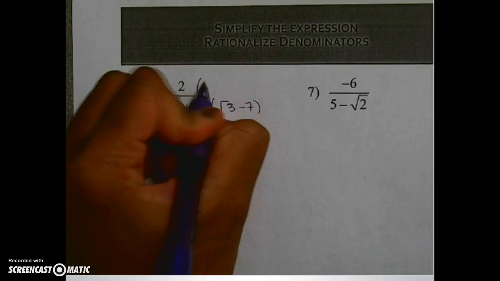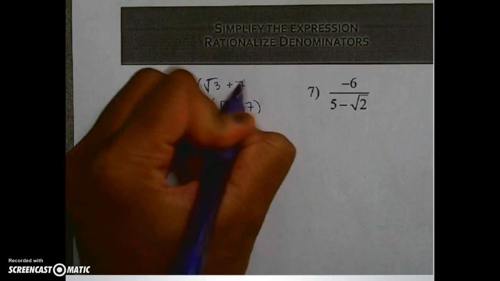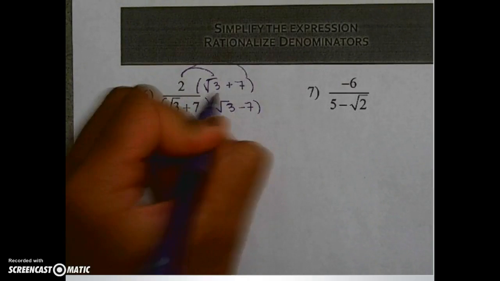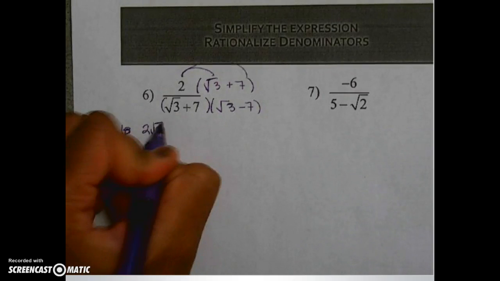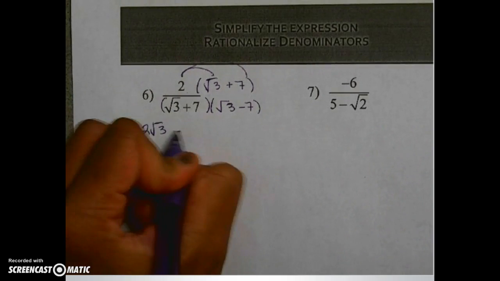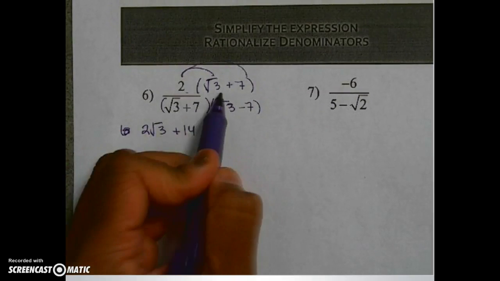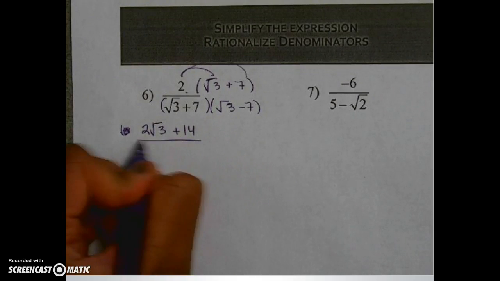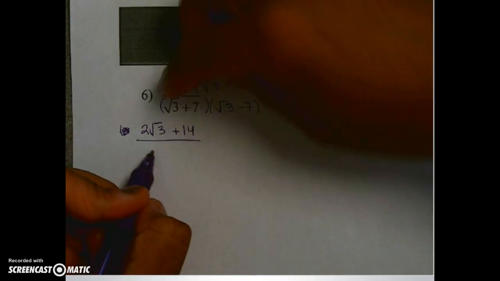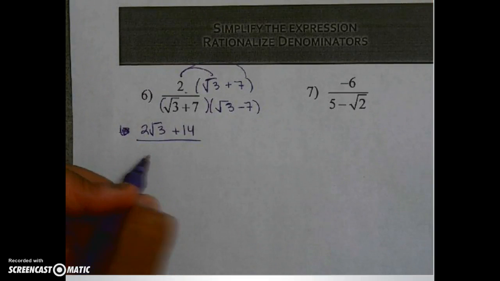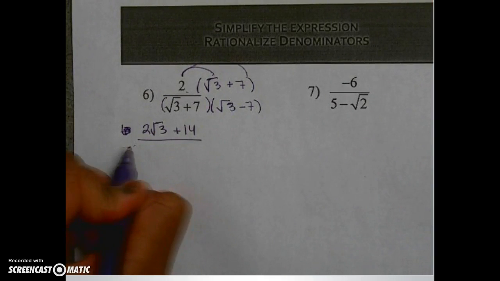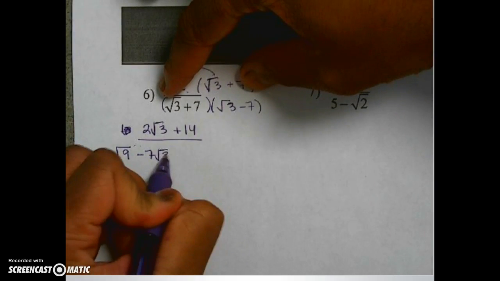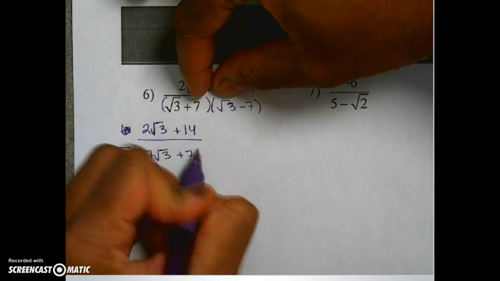Pay very close attention because I'm going to have you do the next one on your own. So I'm going to distribute here and here, and I have 6, just kidding, I have 2 radical 3, and then 2 times 7 plus 14. I'd messed up because I can only multiply what's inside with what's inside and what's outside with what's outside. Over, now multiplying this, you can multiply that completely out. First terms, I get radical 9. Outer, I get minus 7 radical 3. Inner, plus 7 radical 3.